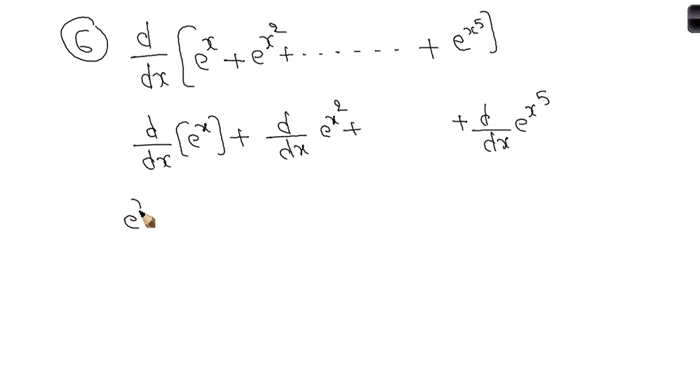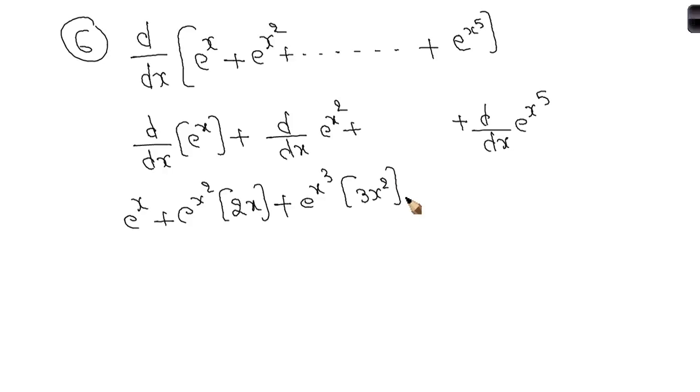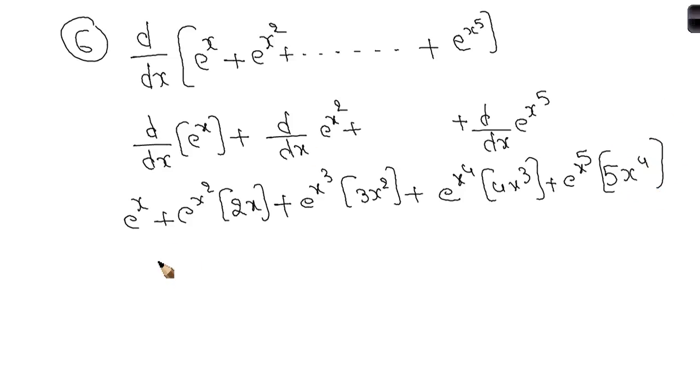The derivative of e^x is e^x. The derivative of e^(x^2) is e^(x^2) into the derivative of x^2, which would be 2x. Similarly, the next term would be e^(x^3). Its derivative is e^(x^3) into the derivative of x^3, which would be 3x^2. The next term would be e^(x^4) into 4x^3. The next term would be e^(x^5) into, what is the derivative of x^5? 5x^4. So this should be the answer for this question. If you want to simplify it further you can, but you can even leave this.